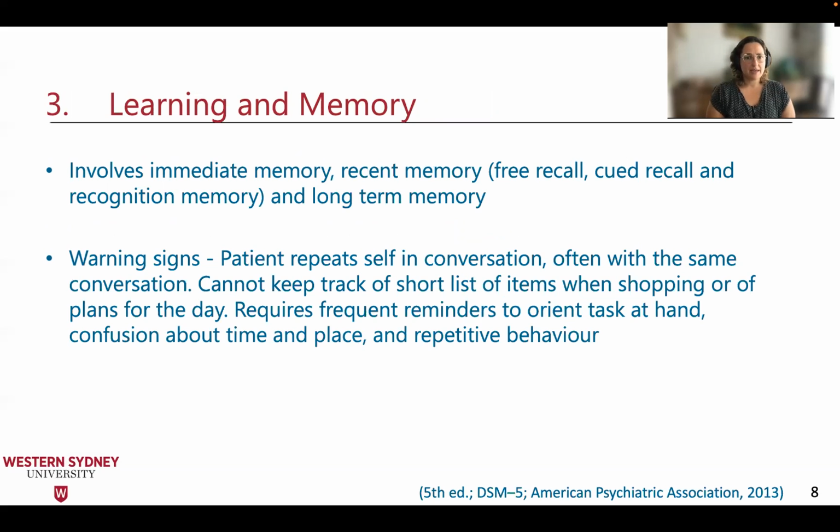Learning and memory as another domain involves immediate memory, recent memory, free recall, cued recall, recognition memory, and long-term memory. So warning signs are that a person might repeat themselves in a conversation, often within the same conversation. They can often recall the same topics or say the exact same thing multiple times. They're unable to keep track of short lists of items when shopping or of plans for the day. So often you'll find that a person with dementia, when they go to the shops, won't remember what they need to buy, but they'll end up getting items that they frequently stock up on because they don't believe that they have them at home.